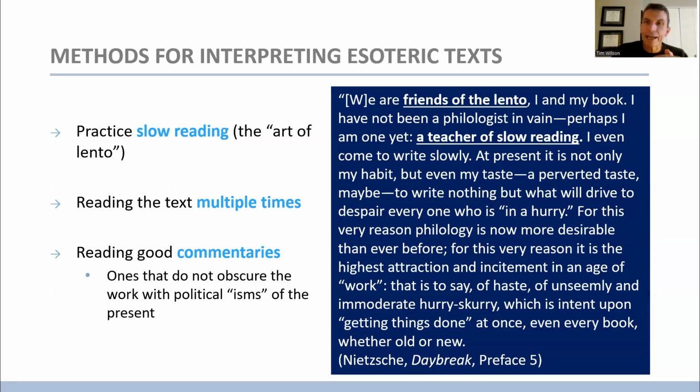Let's boil this down. Let's have this be a utilitarian exchange of information. This operates against the whole premises of the tradition of esotericism. So the first method is slow reading.